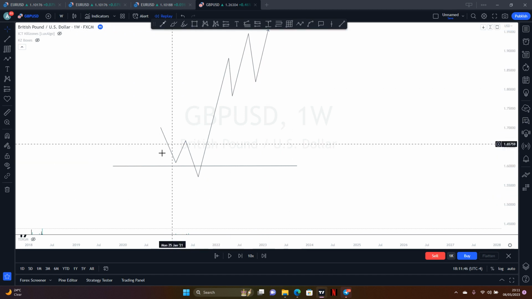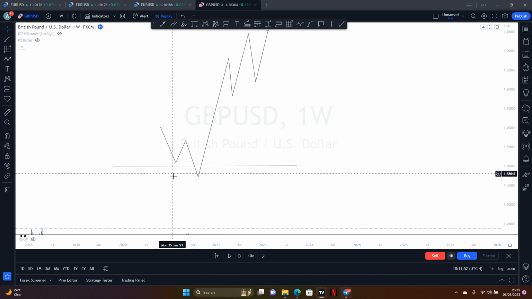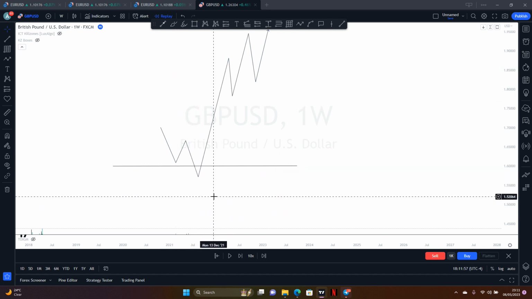Now, this is how you know a valid, strong trend when it starts. Once the grab of liquidity is done, price moves impulsively. It has to protect this low. That is why it moves with that impulse.